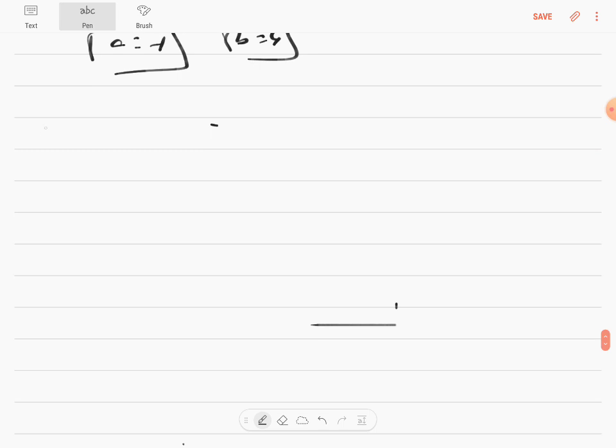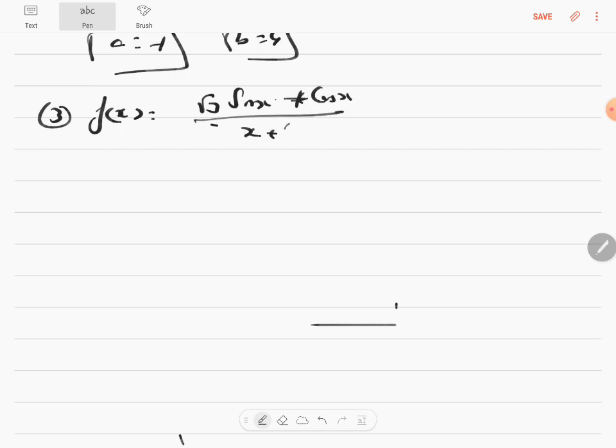The next sum is the third sum, which is f of x is equal to root 3 sin x plus cos x by x plus pi by 6. This is for when x is not equal to minus pi by 6, which means from the left and from the right it's the same formula. And at that point the value is k. So you have to find the value of k.